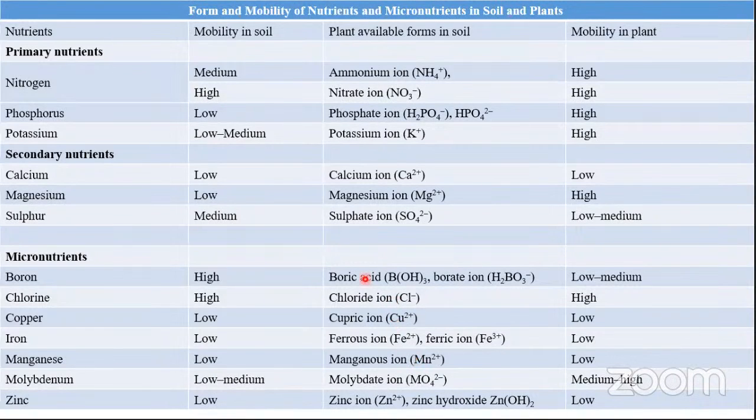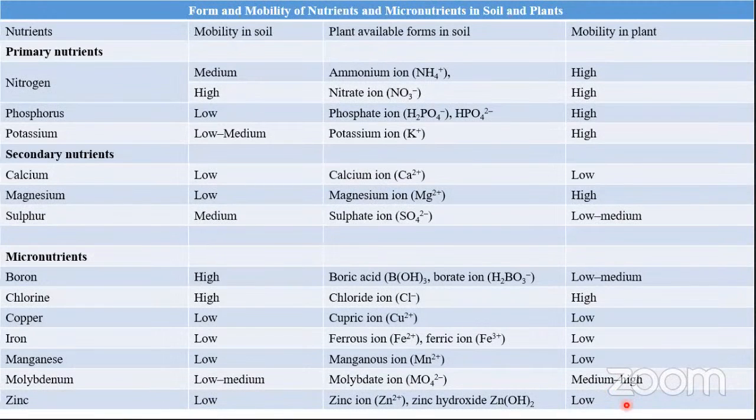Boron is taken up as borate ions and boric acid. And coming to mobility in the plant, boron is low to medium, chlorine is high, copper is low, iron is low, manganese is low, molybdenum is medium to high, and zinc is low. Zinc, both in soil and plant, has very low mobility.